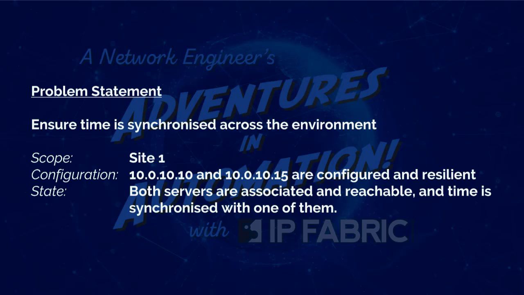Okay, we're going to focus on one particular site, site 1. The configuration that we're looking for is to have these two servers, 10.0.10.10 and 10.0.10.15, configured and resilient across site 1, across the different vendor devices. Make sure that they're associated, they're reachable, and that time is synchronized on the devices with at least one of them. Okay, so nice clear problem statement, nice clear scope. And obviously quite a complex thing in that we've got multiple vendors to play with there, but let's see how we progress with that. So we'll look at the current workflow.